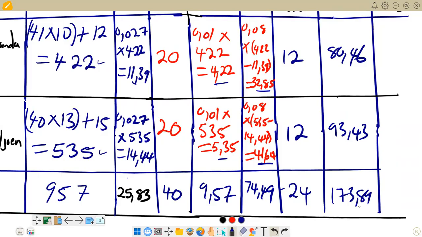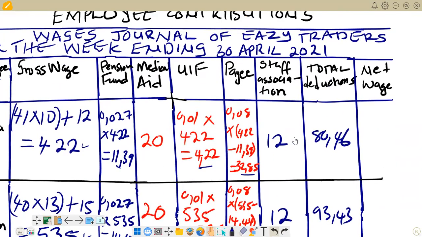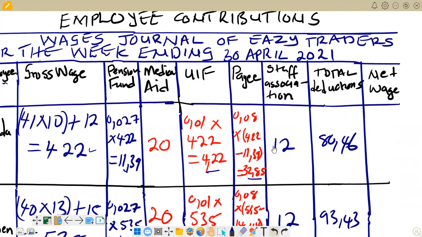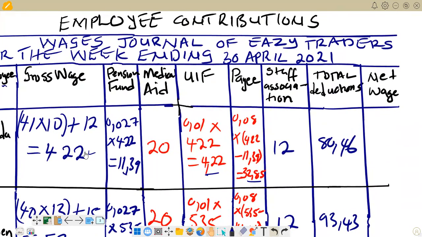Right, so that's what we have. Then the last column is requiring us to calculate the net wage. For the net wage, I think we can just summarize the working there in the space that we have. So net wage, we are saying gross wage minus the total deductions. Then we get the net wage.